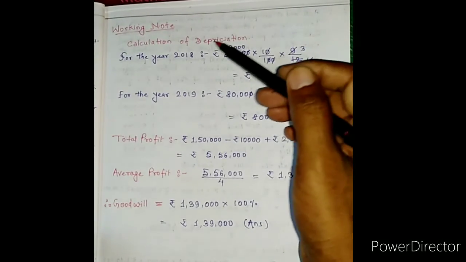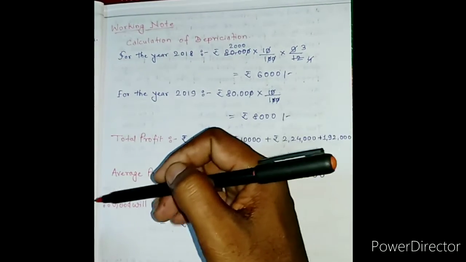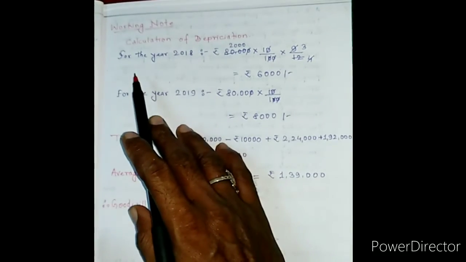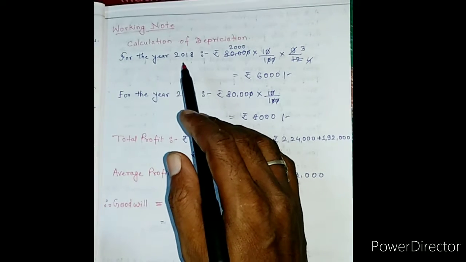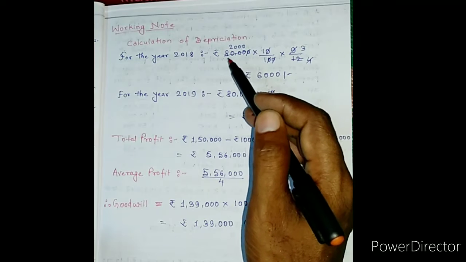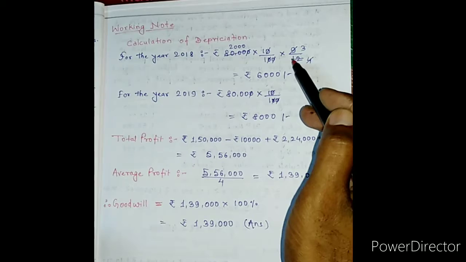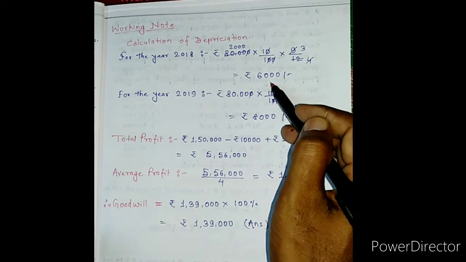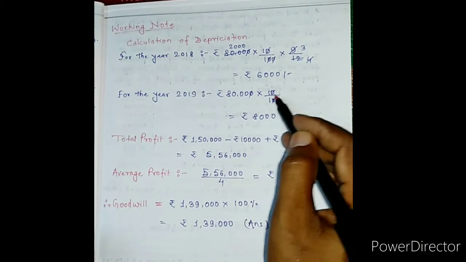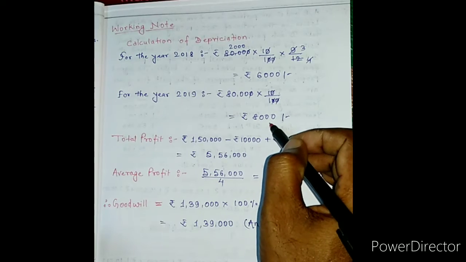Now in working note we will see the calculation of depreciation which we had seen in the earlier format. So there is a depreciation in the year 2018. Total cost of computer is 80,000. 10% depreciation is charged for 9 months, so it's coming 6,000. And in the year 19 it was charged for the full year, so 10% on 80,000 is equal to 8,000.